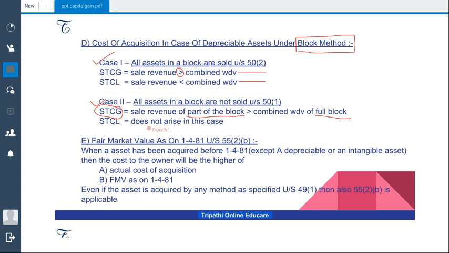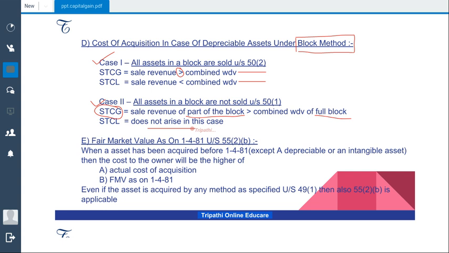Short-term capital loss does not arise in this case because still the block is existing. You have not sold all the assets in a block. Right? So whatever assets are remaining in this block, you will have to calculate depreciation on it. Hence, we cannot have short-term capital loss.